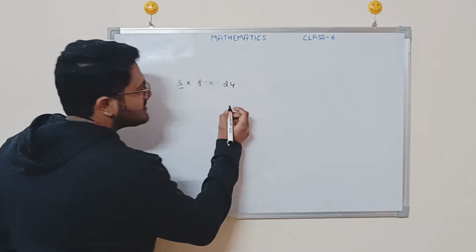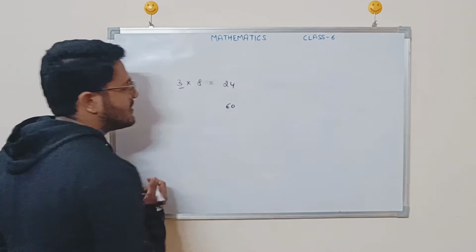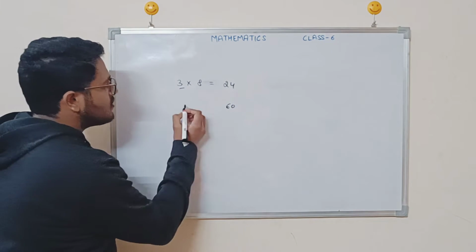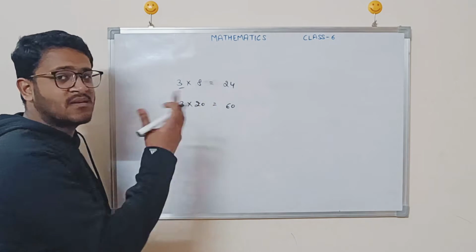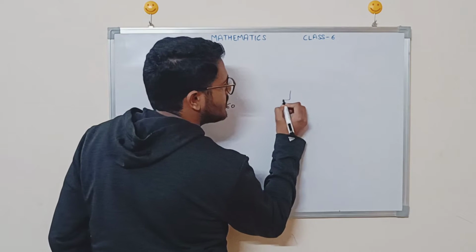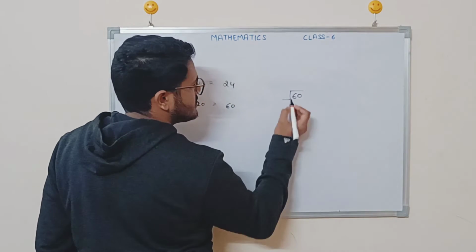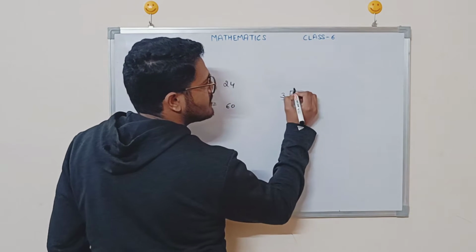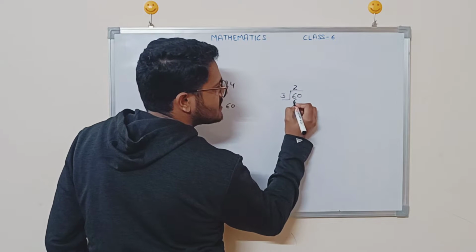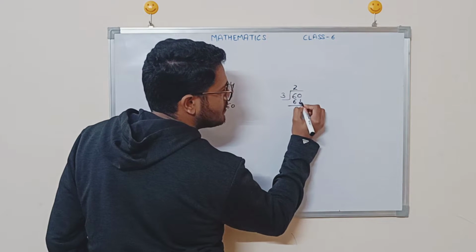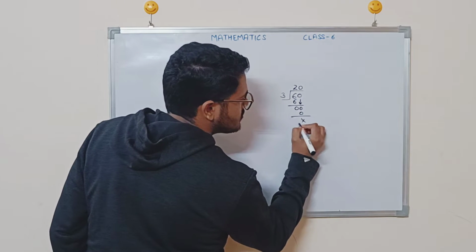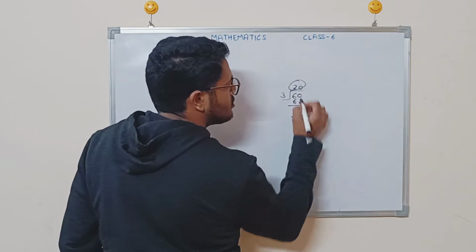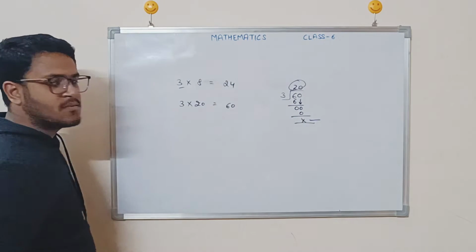So you can say yes, it is divisible by 3, right? So let's take another example, 60. Many of you will directly say 3 into 20 is 60, so yes, it is divisible by 3. Or someone will divide 60 by 3: 3 sixes are 18, remainder 0. So this way you will find the remainder is 0, so it is divisible by 3.